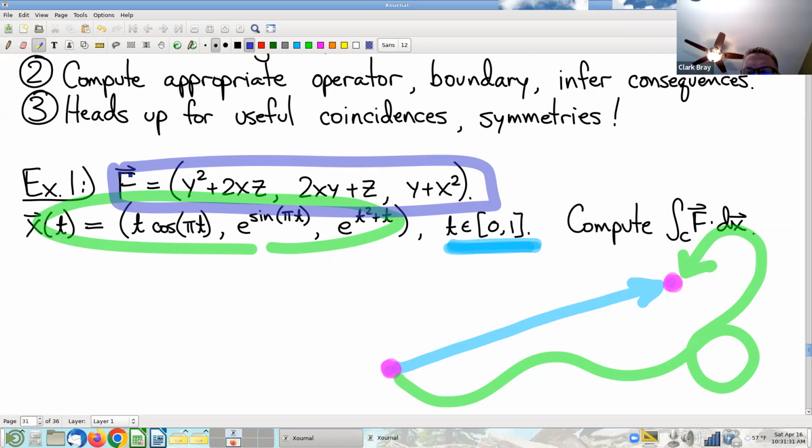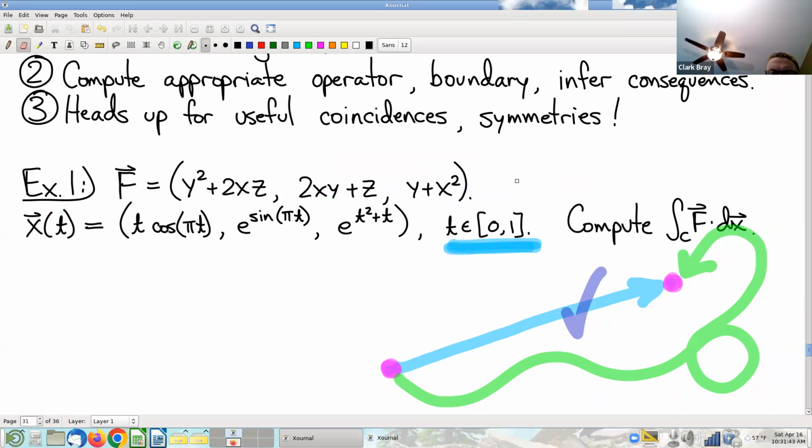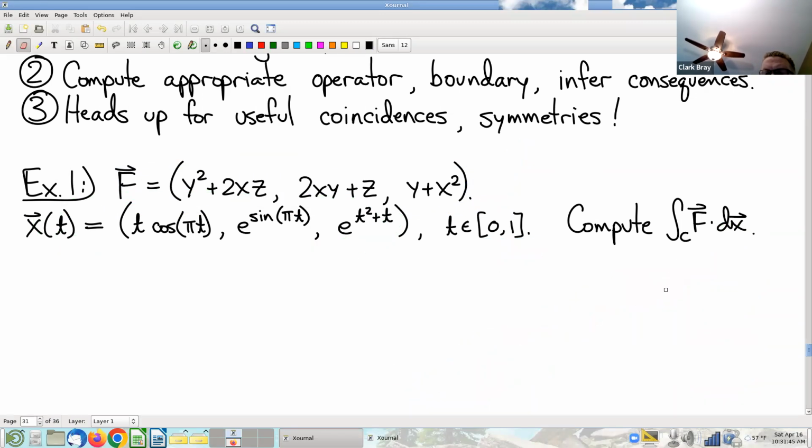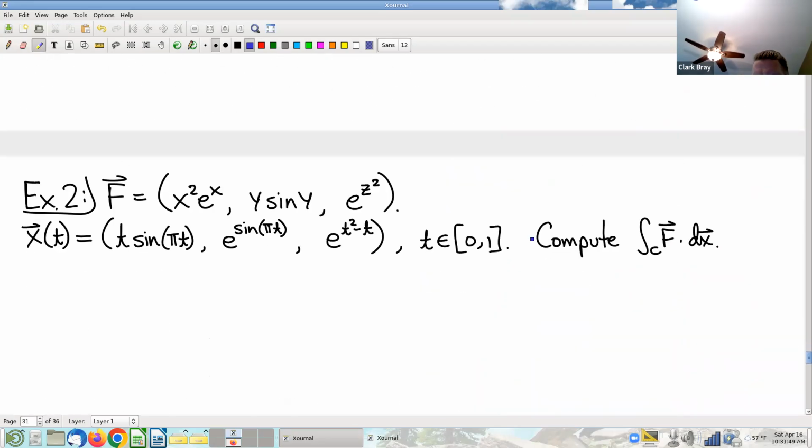But again, if you want to do it this way, also fine. I do think that's going to be more work, though. So I encourage the fundamental theorem of line integrals. Okay, so that's the analysis on that question, and I'm going to move on now to the next question.